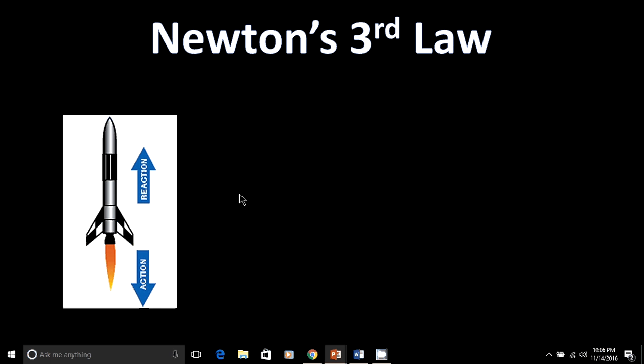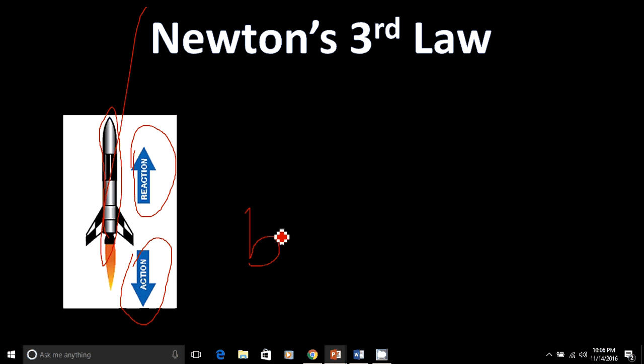So for every action, there is a reaction. This will cause the rocket to shoot up, kind of like when you kick a ball. Let's just pretend that's a foot, that's a ball. When the ball is kicked, you exert an action on the ball, but the ball also has to exert a reaction back onto you to ensure equilibrium.